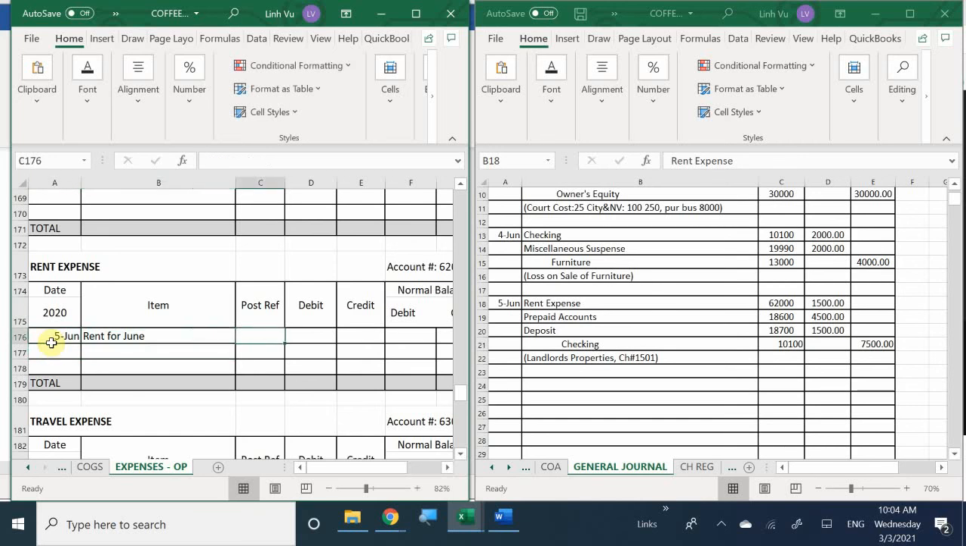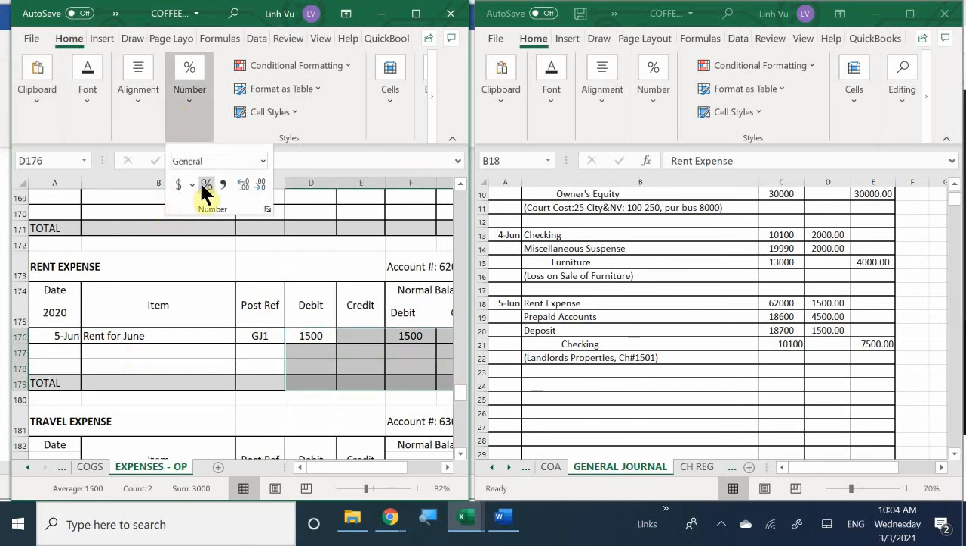Post reference. What journal am I still on? I'm still on the first one. So, general journal number 1, okay? And I debited my account for $1,500. All right. Therefore, this is the first transaction in my list here. So, therefore, it is a debit balance. So, again, all expenses, with the exception of purchase expense, are more likely to be debited. Okay.